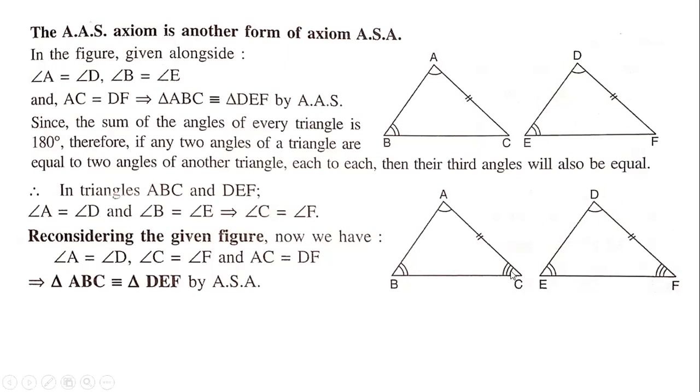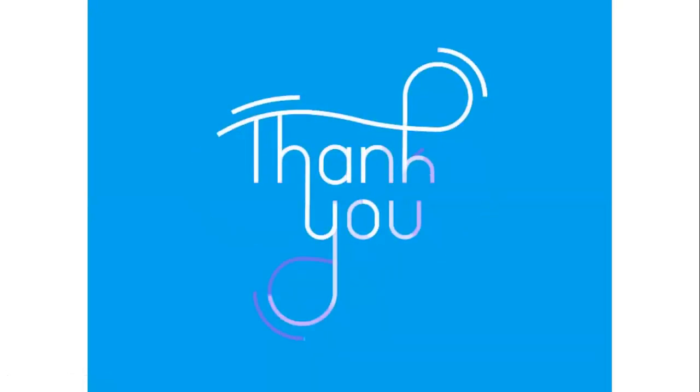Then in that case, this is angle C, this is angle A, included side is equal. This is angle D, angle F, included side is equal. So we can say that angle angle side axiom is another form of axiom angle side angle. If you can show that this angle C is equal to this angle F, then you can also write the axiom angle side angle. Choices totally depend upon you. So this is all for this introduction class.